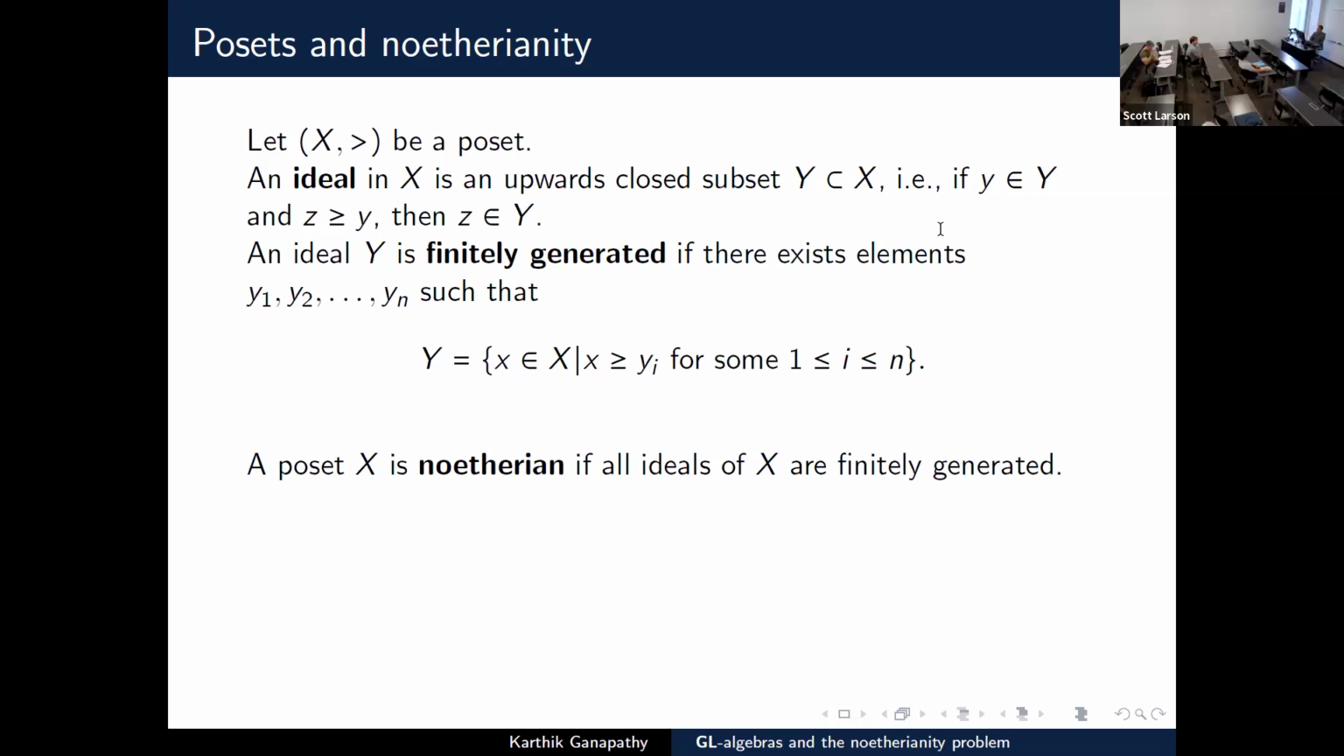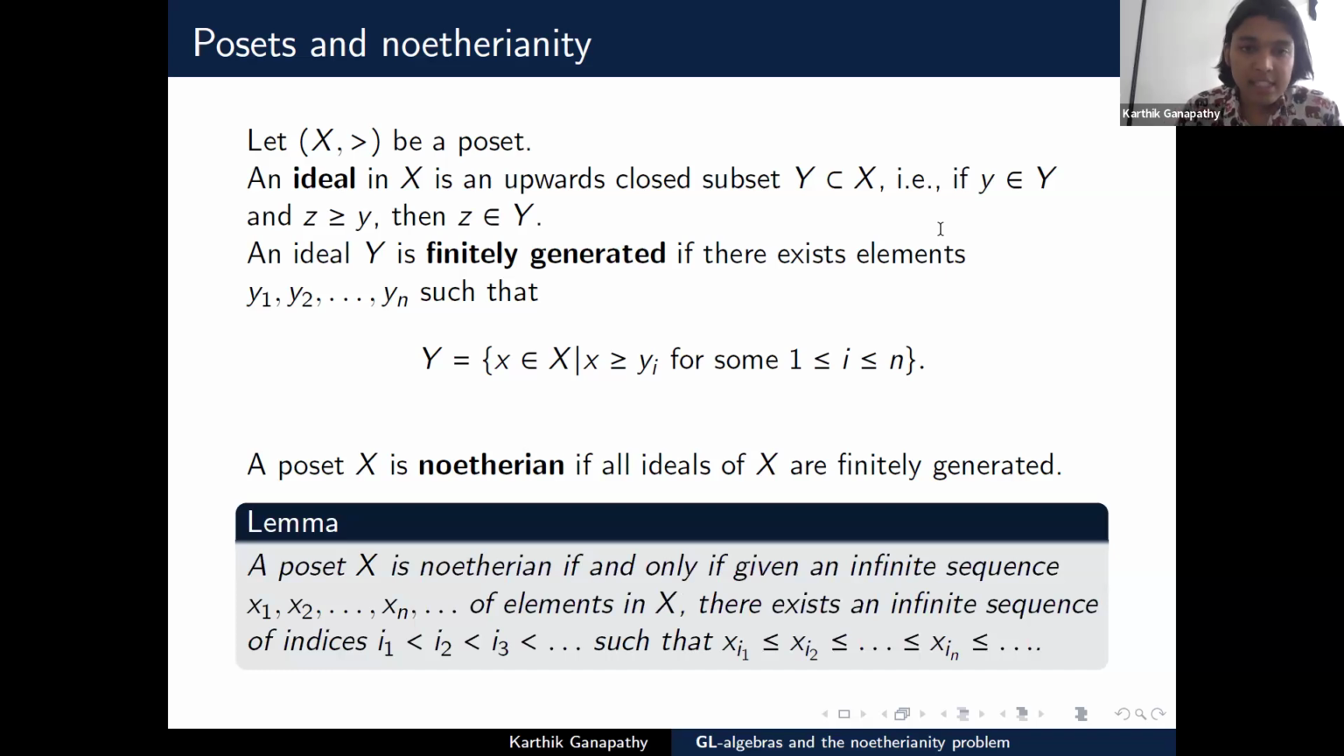And a third condition, which is fairly useful, is the following. A poset X is Noetherian if and only if, given an infinite sequence x1, x2, ..., xn, and so on, there exists an infinite sequence of indices i1 < i2 < i3 < ..., such that x_i1 is less than or equal to x_i2, which is less than or equal to x_i3, and so on. So you can find an infinite subsequence which is ascending.